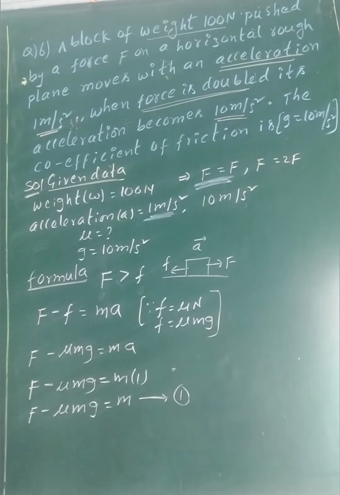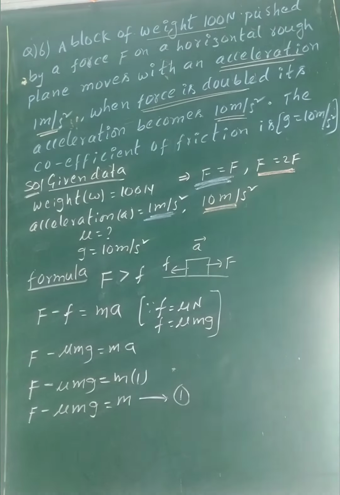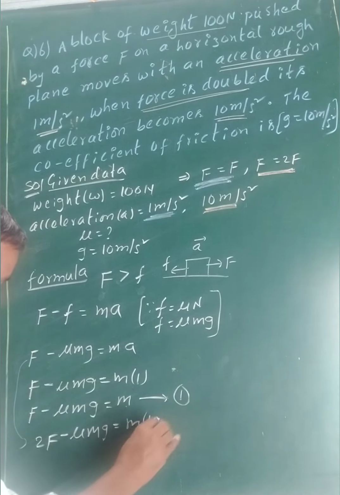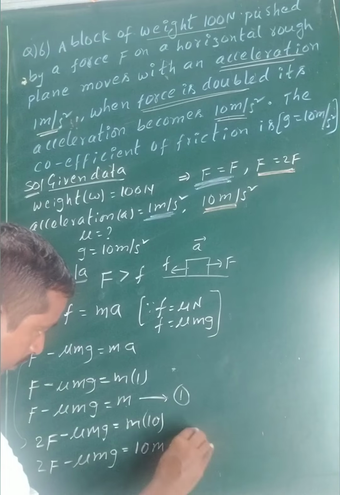Second equation, again force is doubled. If force is doubled, then acceleration is 10 meter per second square. Again, same equation you can take from the above equation only. This time force is 2F minus mu mg, and this time mass m, acceleration is 10. Then we can write 2F minus mu mg equal to 10m. This is equation 2.